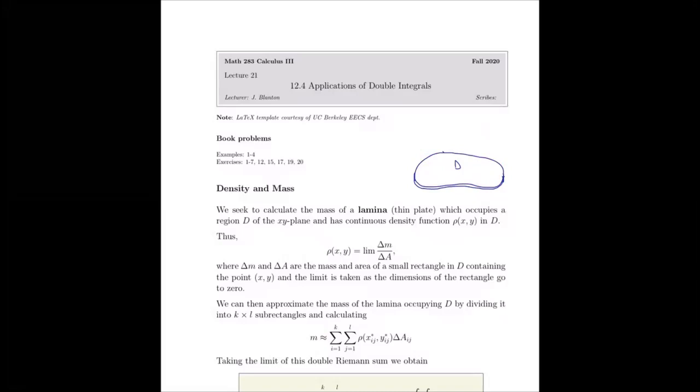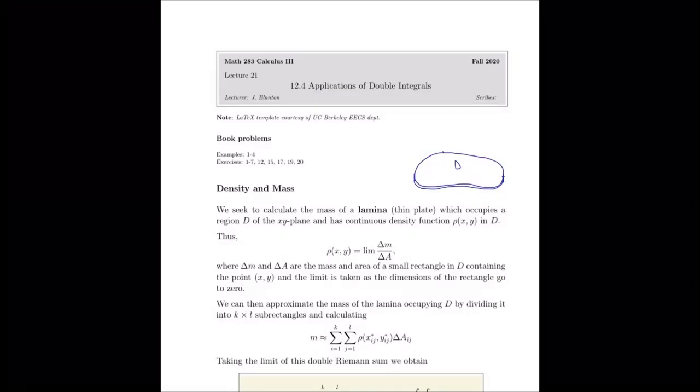So first off, let's calculate the mass of a lamina, or one of these thin plates. Recall that we will let rho of xy represent the density of this lamina at the point xy within D. And that's equal to the limit of delta m over delta a, where m is the mass and a is the area. So we'll use this idea. This is taken as the dimensions of the tiny rectangle within D, containing the point xy, approach 0.